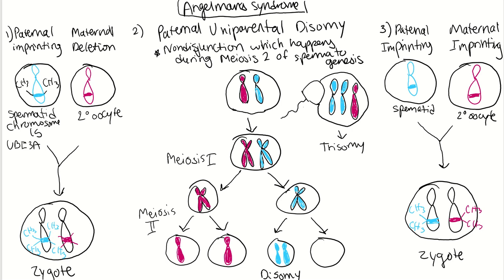Okay, so I just wanted to talk about Angelman syndrome. Basically, there are three ways that you can get Angelman syndrome. The first way is through paternal imprinting and maternal deletion.